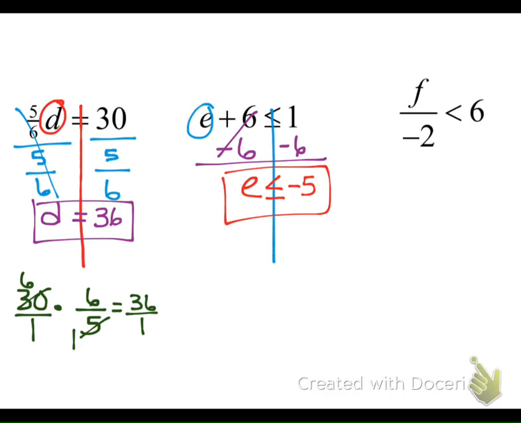The next one is f divided by negative 2 is less than 6. So I have my line of equality. I circle my variable. In order to get the variable by itself, I'm going to have to do the opposite of division, which will be multiplication. So I'm going to have to multiply each side by negative 2.